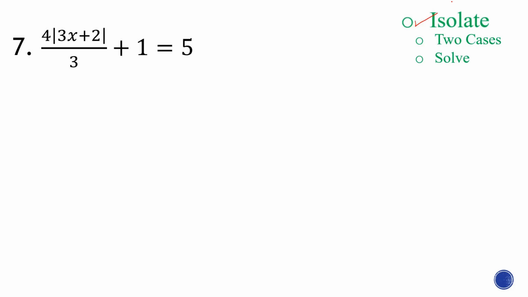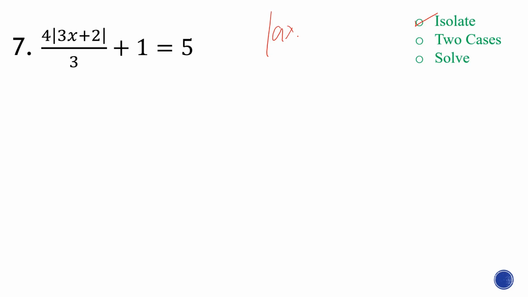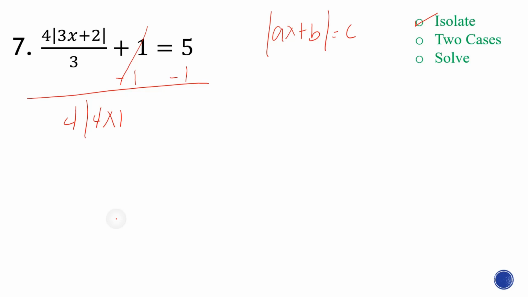Okay, first we need to isolate, meaning we need to transform the given absolute value equation into the form absolute value of ax plus b equals 0. So the first thing that we need to do here is subtract 1 on both sides. This will give us this. Okay, sorry. So the absolute value of 3x plus 2 over 3 equals 4.